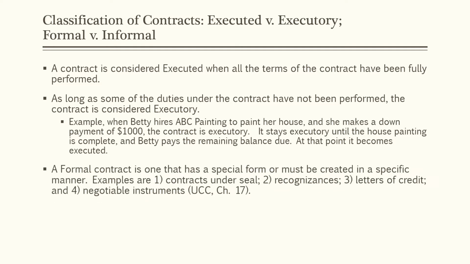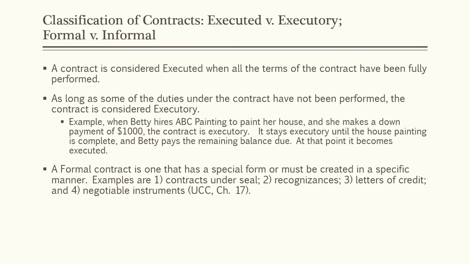A formal contract is one that has a special form or must be created in a specific manner. These are old common law forms. By and large, in modern contract law, they don't exist all that much anymore, except for negotiable instruments. But contracts under seal, that's literally where they used to stamp the wax. Those hardly ever appear anymore. I've never seen one in 30 years of practice.